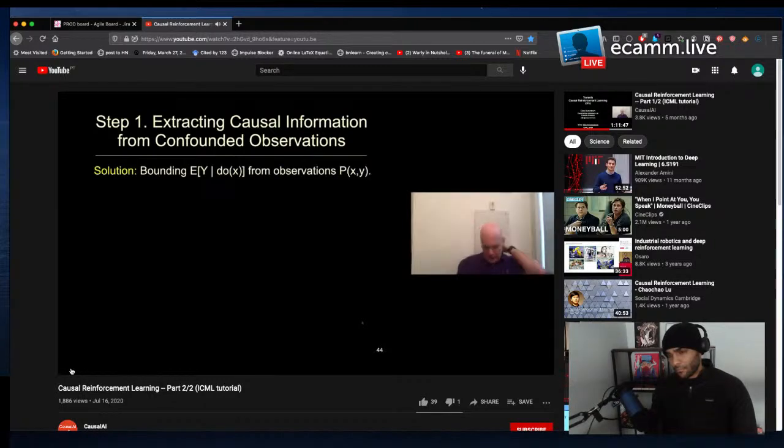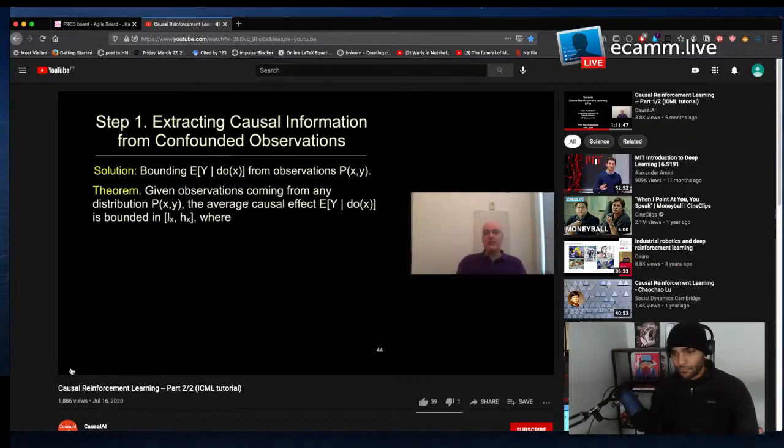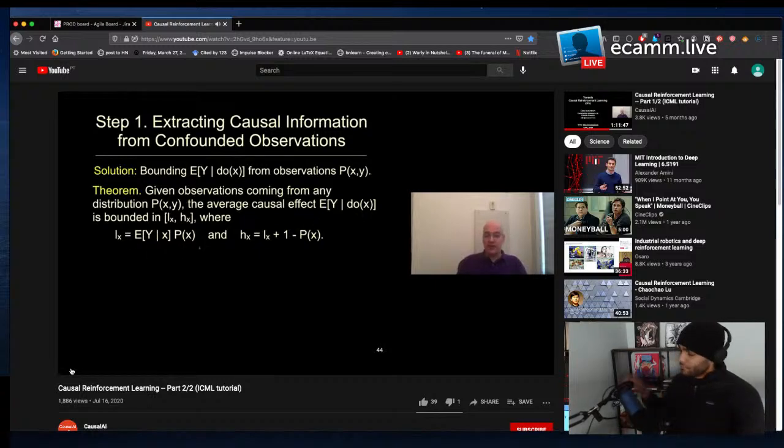You're not trying to do point identification, where you get the P of x, y and pretend that P of y given do x is computed from that and is the same. We're trying to bound the y given do x. Result: given observations coming from any distribution P of x and y, the average effect is bounded. There's a lower and an upper bound given by these expressions. The important thing to note is that those are functions of the observational distribution. There's no do here, no layer 2 here.